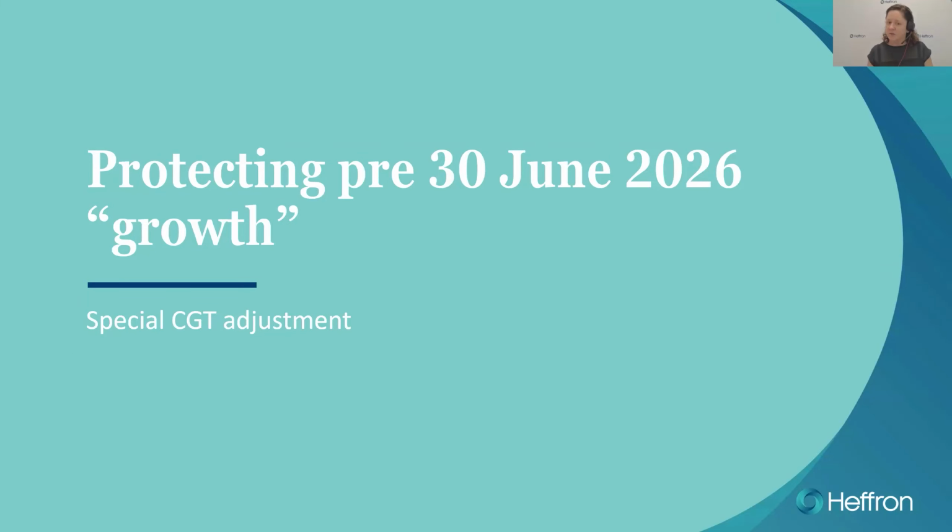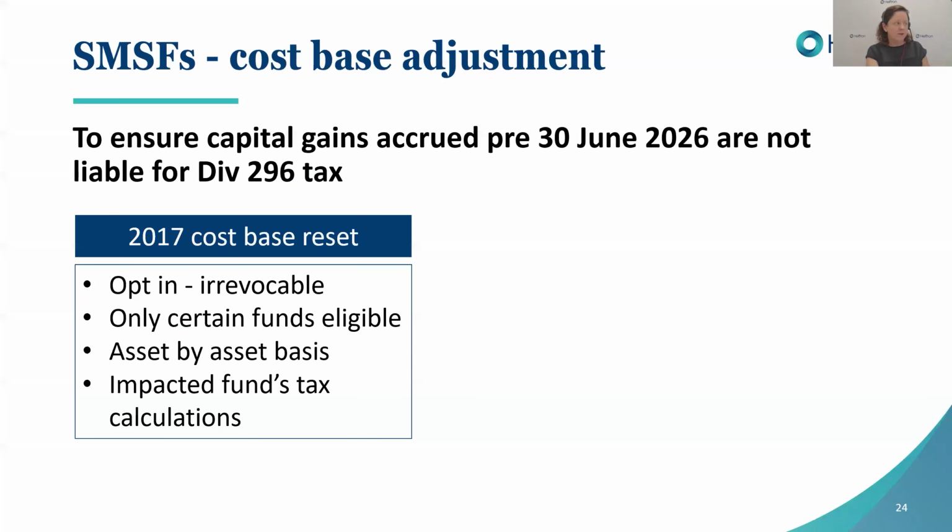Now, that adjustment is going to be worked out differently for self-managed super funds versus APRA-regulated funds. We're only going to talk about self-managed super funds today, of course. So for self-managed super funds, they get a cost-based adjustment. For those of you who were working in super in 2017, you may recall the 2017 cost-based reset that we had at that particular point in time when the transfer balance concept was brought in. This 2026 cost-based adjustment is very different to the 2017 cost-based reset that we had.